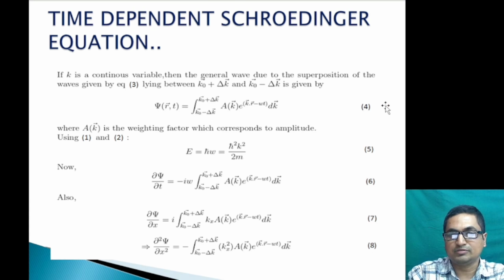Now differentiating equation 4 with respect to time, we get this, because it will affect only the exponential part, the time dependent part omega t, and minus i omega will come out. So del psi by del t is given by equation 6.